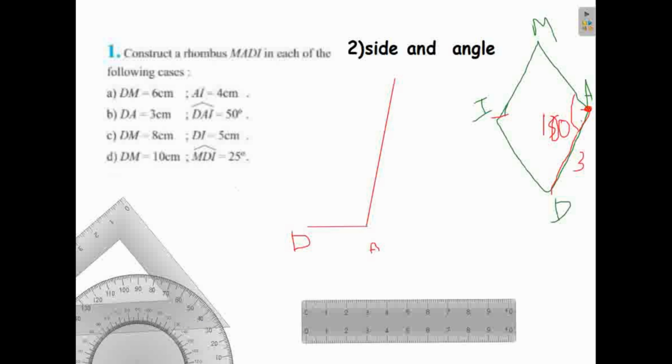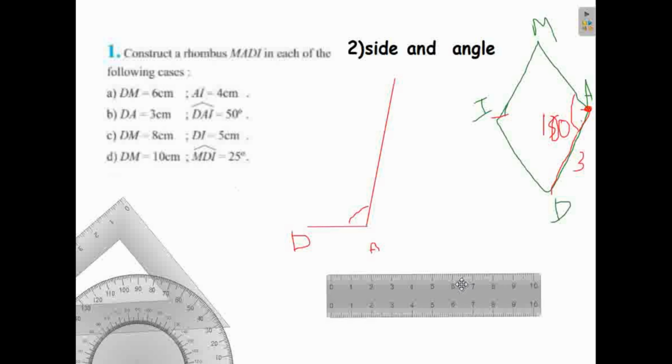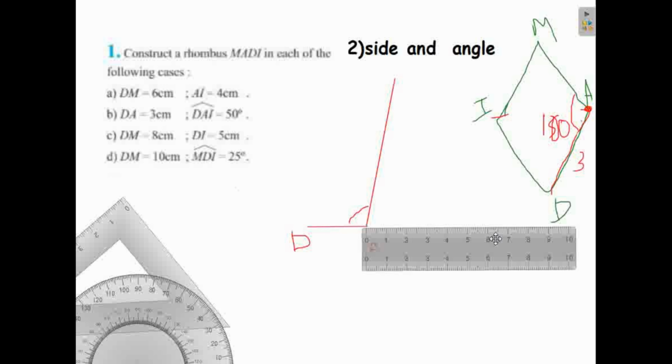So far we have drawn DA. We have opened the angle and drawn it 100. Now we need this line to be in the correct measure. So DA is 3. We opened 100, and then now this line MA, and MA equals 3 centimeter because all of the sides of the rhombus are equal to each other.